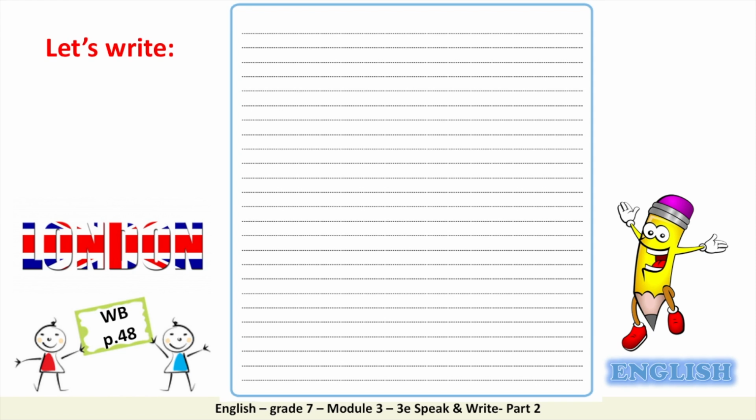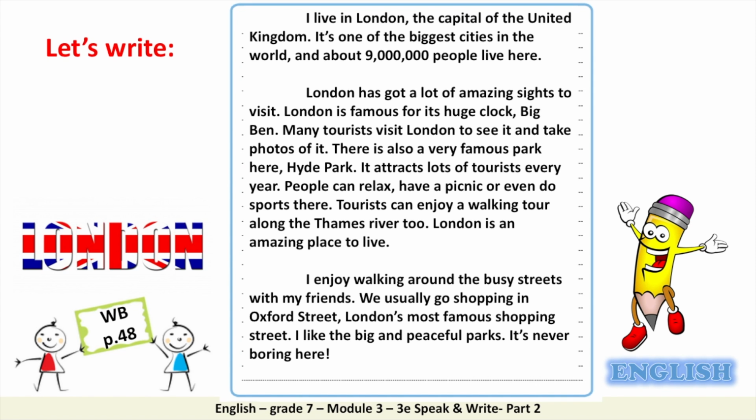Let's read this example. The first paragraph will answer the 3 questions that we already discussed. I live in London, the capital of the United Kingdom. It's one of the biggest cities in the world, and about 9 million people live here.